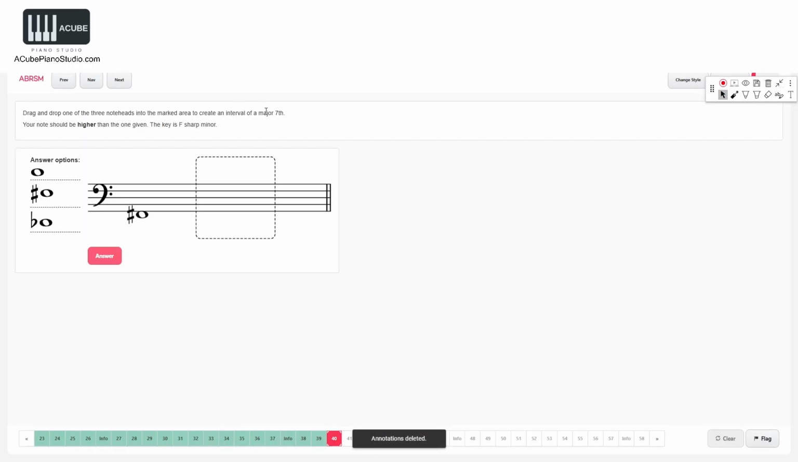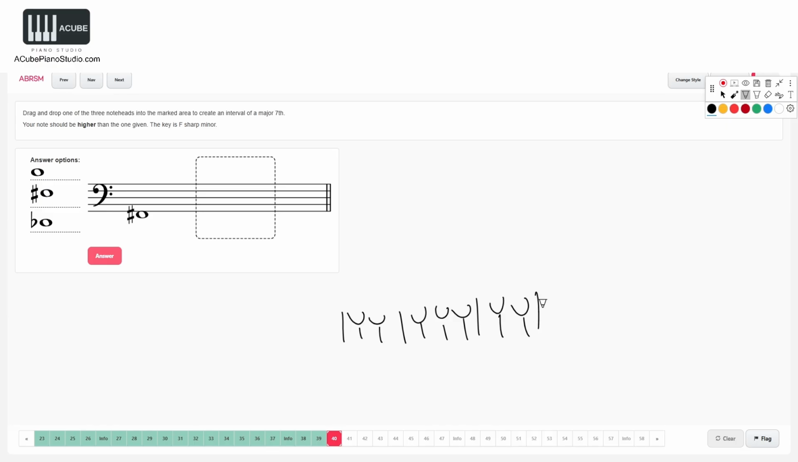Next, I want a major seventh and I start with F sharp, right? So F, G, A, B, C, D, E. So I should have the note E, but is it going to be E sharp or E flat? So let's use F major as a reference. So F major only has B flat, so the E will just be an E. So major 7th will be F to E.